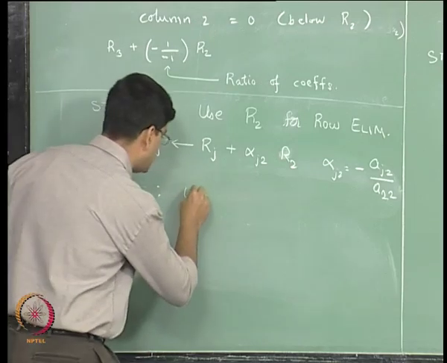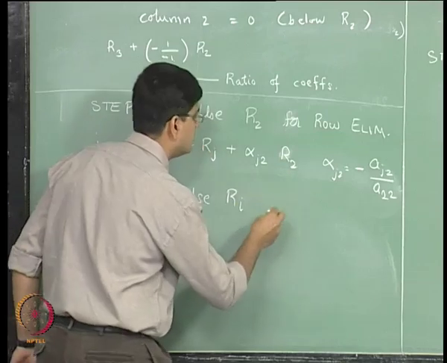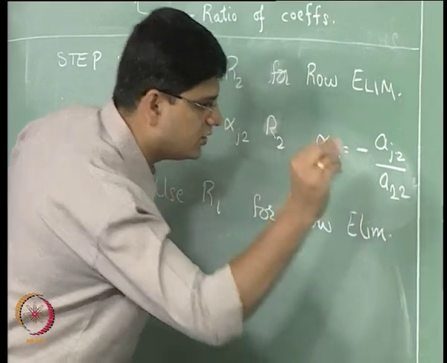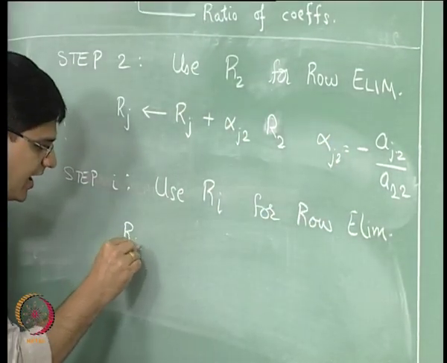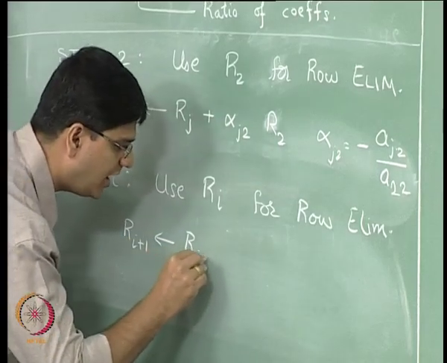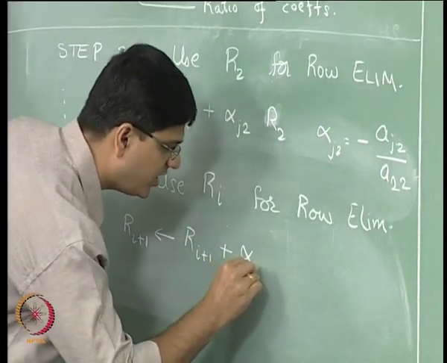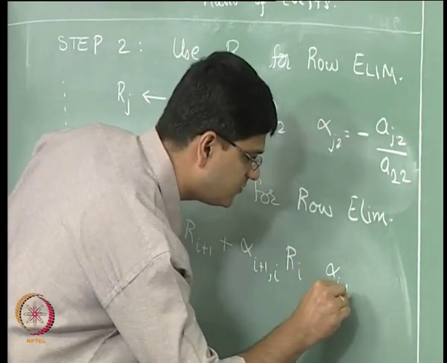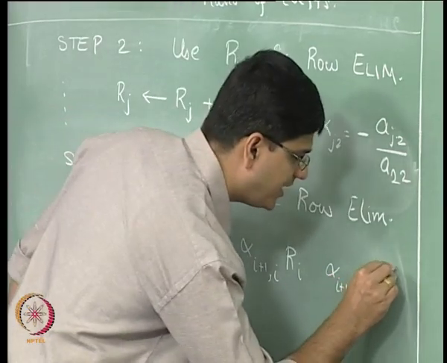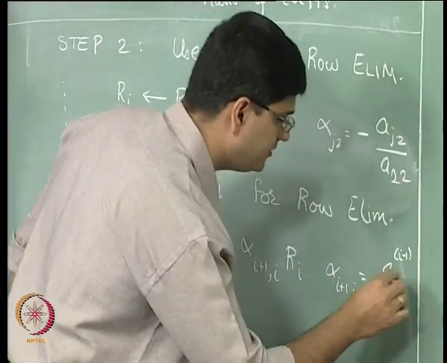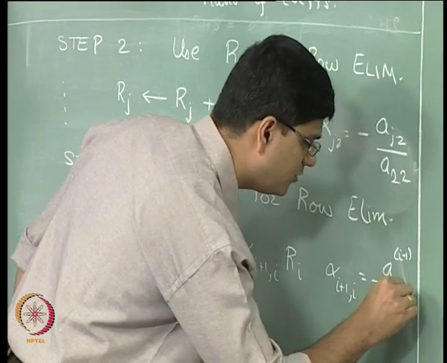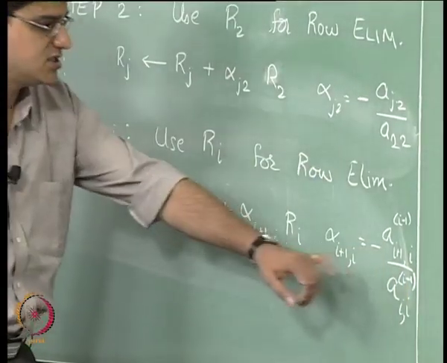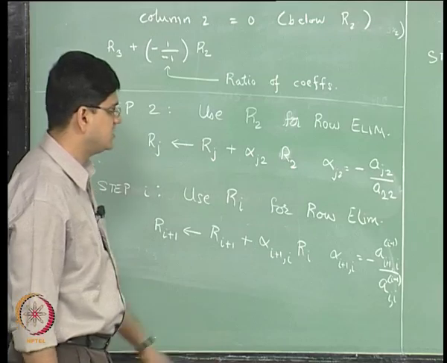And so on up to step I, where we use the ith row for row elimination. So R I plus 1 is going to be equal to R I plus 1 plus alpha I plus 1 comma I times R I, where alpha I plus 1 comma I is going to be equal to minus a I plus 1 comma I divided by a I comma I, because this has been obtained after I minus 1 row operations.